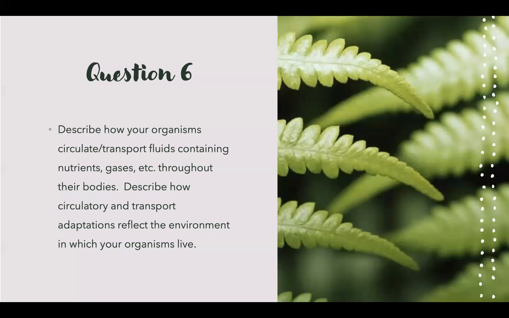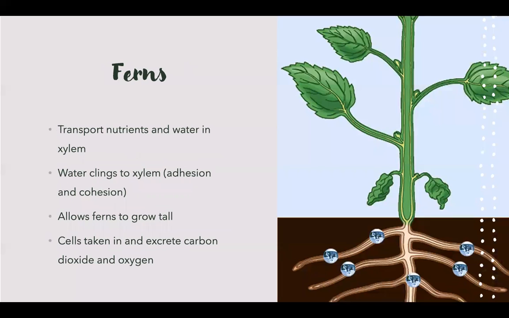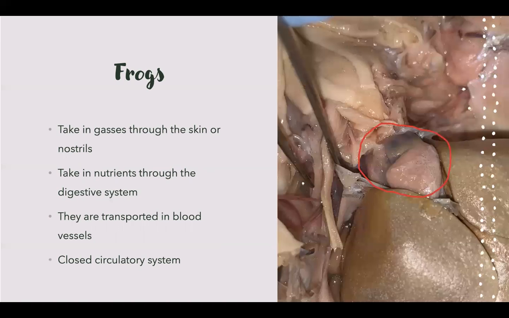Question 6 asks us to describe how our organisms circulate and transport fluids containing nutrients and gases throughout their bodies, and to describe how circulatory and transport adaptations reflect the environment in which they live. Ferns transport nutrients and water in their xylem. The water in the xylem clings to the walls of the xylem through adhesion, and cohesion causes the water molecules to cling together, allowing them to move up and down the plant. This transport of water and nutrients allows ferns to grow tall, which optimizes their ability to get sunlight. The cells are free to take in and excrete carbon dioxide and oxygen, respectively.